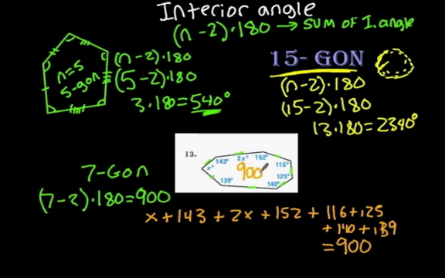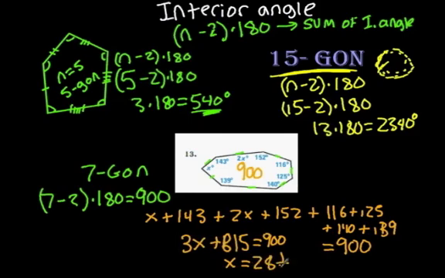So if I do some math here, I find out that this all equals 3x. Add all these guys together and we get 815, which is going to equal 900. And if we do some math, we get 3x is going to equal, let's just skip to the end, 28.3. Or 28 and a third is the answer for this one.